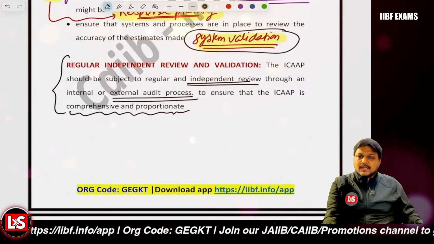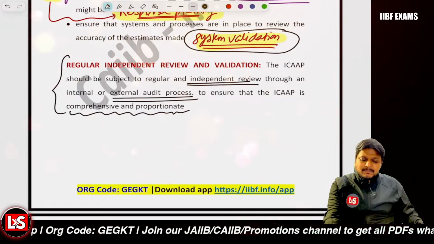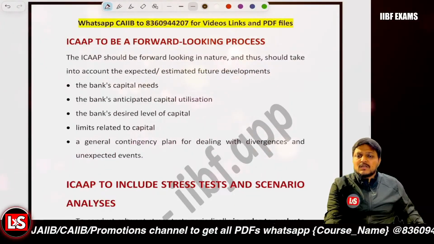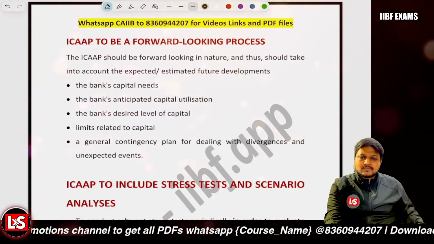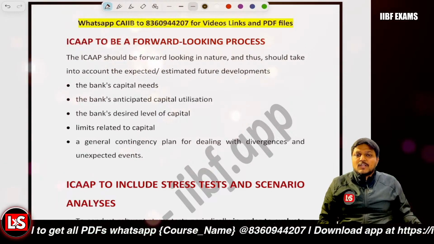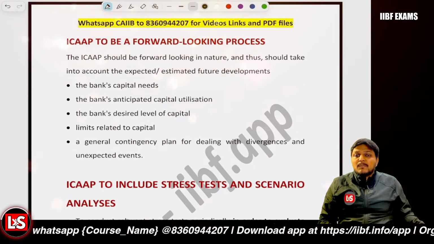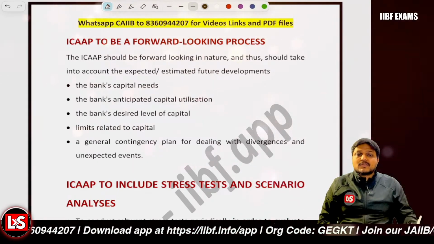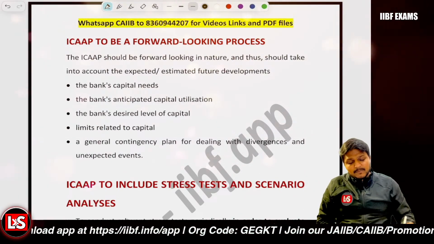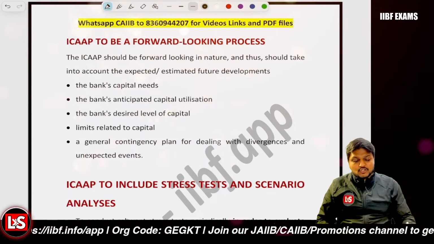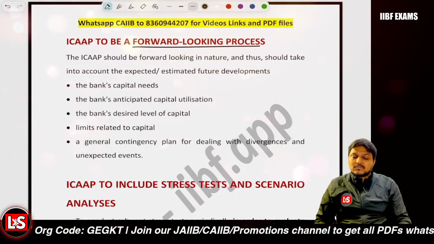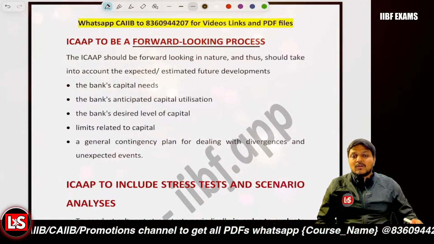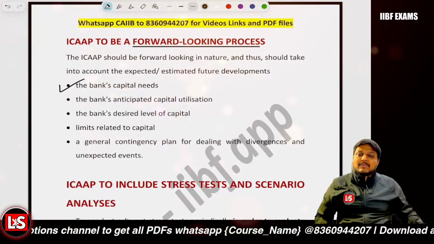right? And at the same time, this ICAAP we are talking about, it should be a forward-looking process. It should be prospective, right? It should be prospective. It should be focusing on the future risks and capital planning. Like it should not be just talking about the historical data, but should be looking in the future that what things we may be requiring, what capital needs may be there, right? Like we should be estimating the future capital requirements.